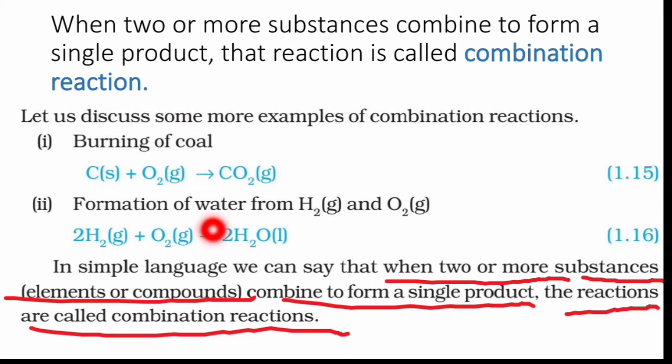Second example, formation of water, that is H2 plus O2, hydrogen plus oxygen. Hydrogen is in gaseous state and oxygen is also in gaseous state, and when they react or combine together, it gives water, that is 2H2O. It is written as a balanced chemical equation. But simply, if you write the reaction, it will be H2 plus O2 gives H2O.